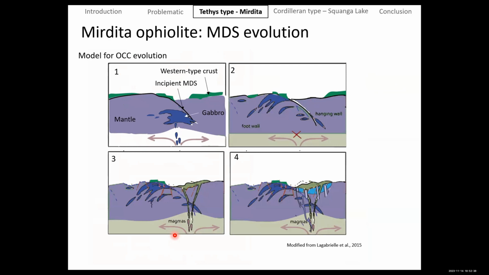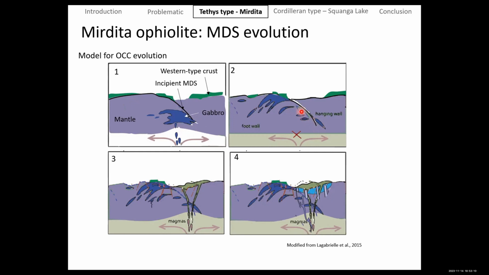So from this, we build a model for oceanic core complex evolution for the Meridita ophiolite. In the Meridita ophiolite oceanic core complex, we do see extensive gabbro injections, and most likely the peridotite-derived amphibolites that we saw are the result of impregnation by this gabbro in the mantle, and that was proposed by Nicolas and collaborators in 2016. So this would be the incipient Meridita detachment system.